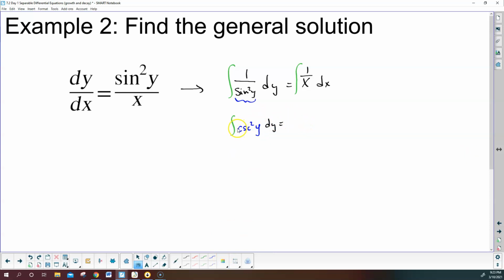So now I can think, well, whose derivative gives me cosecant squared? And that is cotangent. However, the derivative of cotangent is negative, and we don't have the negative, so the negative would have to be put in. All right, and then I'm just going to skip this step, but whose derivative gives me 1 over x? It's the natural log of the absolute value of x plus c.